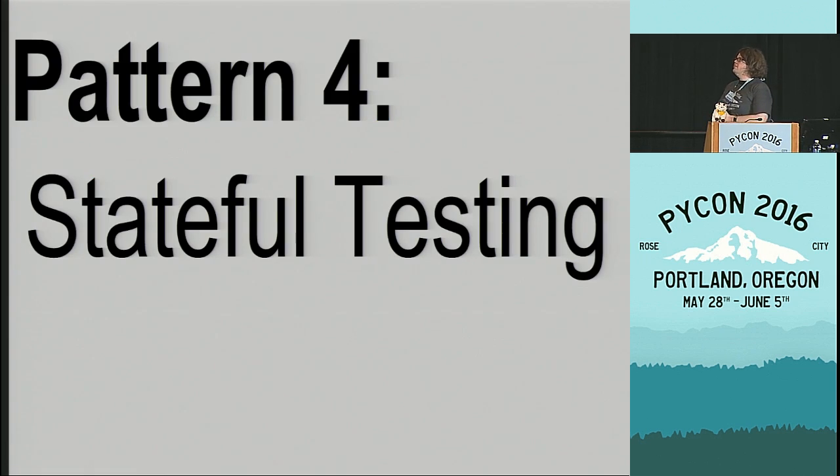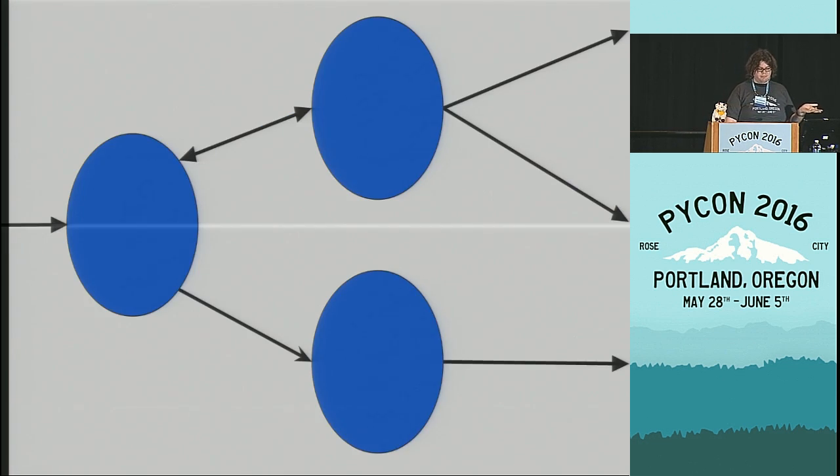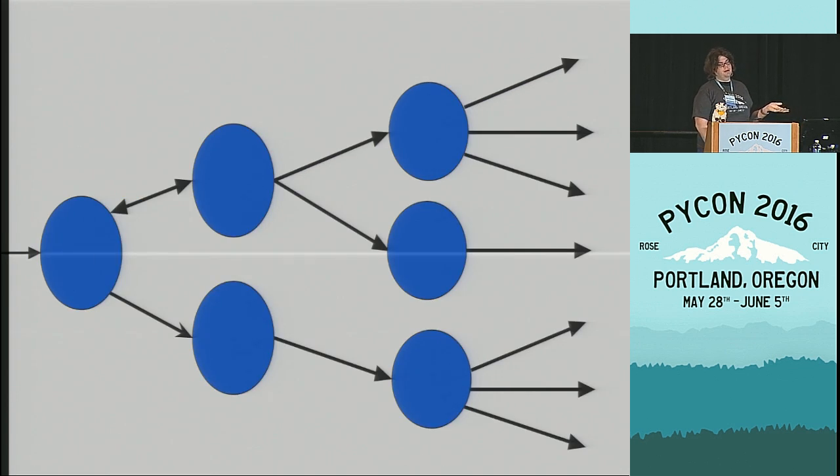Pattern 4, stateful testing. This is sort of the pro mode of property-based testing. The idea behind stateful testing is that we're testing more interesting systems. Everything we've talked about up to now has been input goes into my system, I get an output. No side effects, very functional, and a lot of people, when they hear about property-based testing, think it only works for this case.